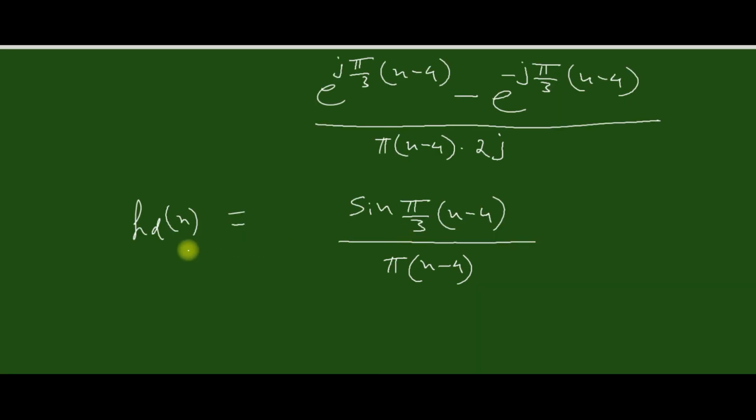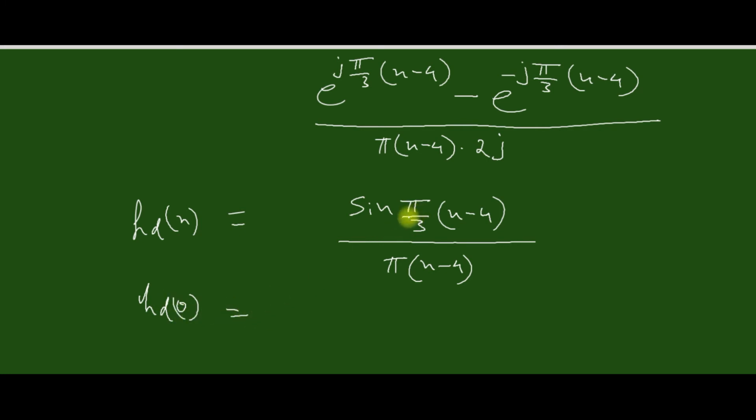Simplifying, we get hd of n equal to sine pi by 3 n minus 1 divided by pi into n minus 4. In this case, when n equal to 4, it will be a division by 0, which means it will become indeterminate. In such cases, we have to apply L'Hospital's rule. So first of all, we can determine hd of 4.